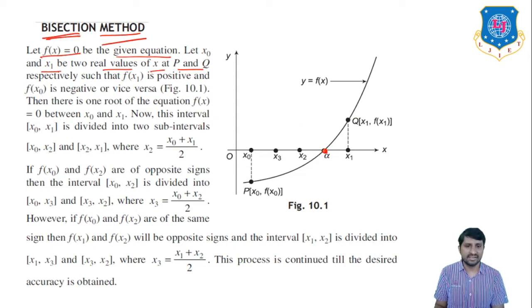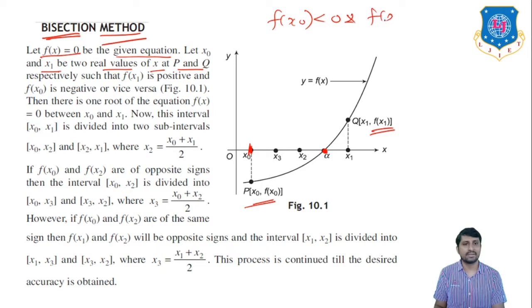Now you can understand this method. See, alpha is my exact root. First f of x0 is less than 0 here and f of x1 is greater than 0. So definitely your root lies between x0 and x1, so that's why we assume that our next approximation x2 is x0 plus x1 by 2.